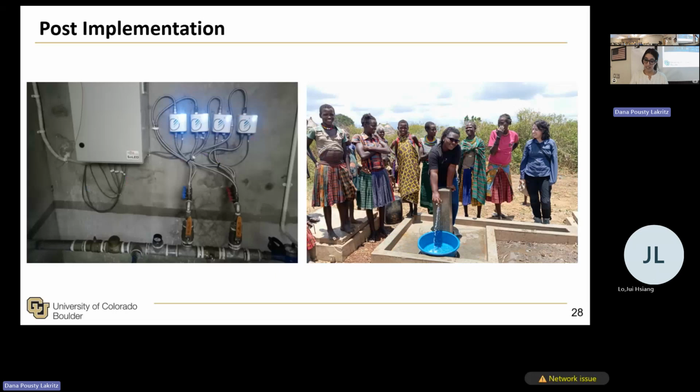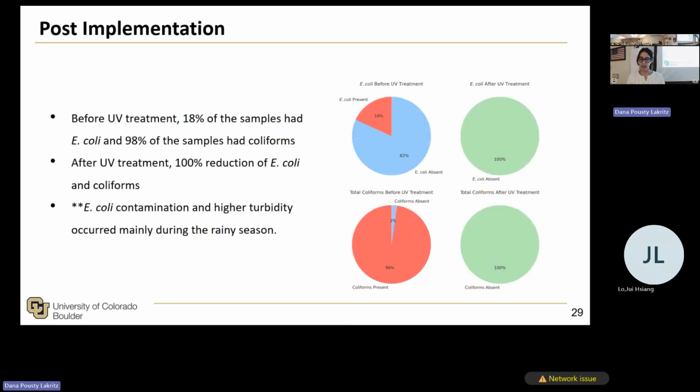So post-implementation, I'm happy to show those results. These graphs are before the UV treatment, and the green graph, which means that there is nothing after the UV treatment. So we can see that there is a lot of total coliform in the water. The N here is around 77 samples during more than a year. And E. coli is not present in the water all the time. This is because we find E. coli only during the rainy season, because we think that all the floods make the water much more contaminated.